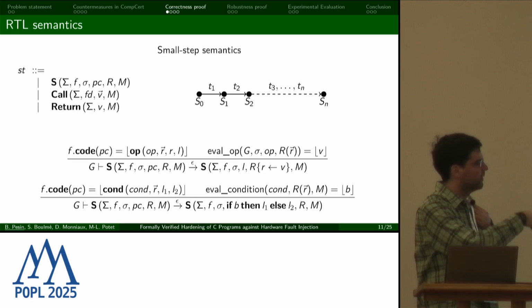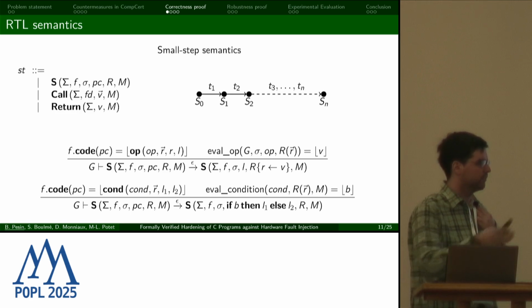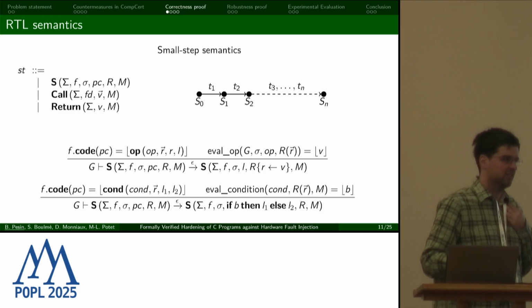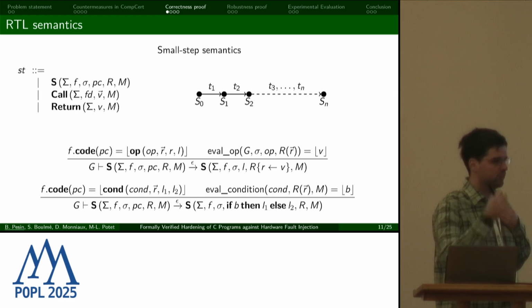And so it's a sequence of rewriting steps that will transform a state, so S0, S1, S2, which represent essentially the state of the machine that's executing the code.